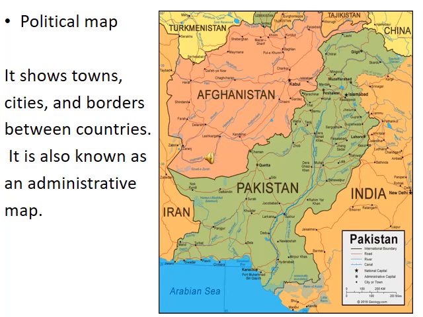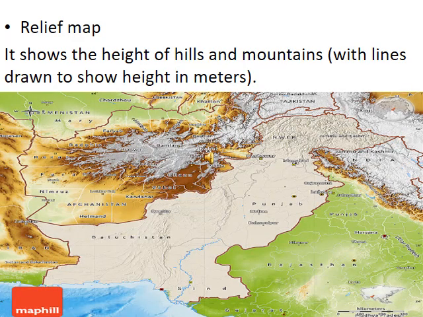For instance, if we look at the map of Pakistan, the capital of Pakistan, which is Islamabad, is clearly shown on the map by a distinct black star shape. In a relief map, colors and textures show the height and depth of different landforms of the earth.